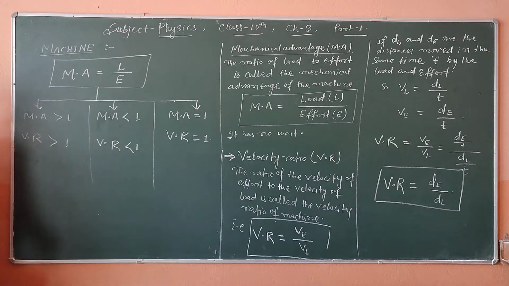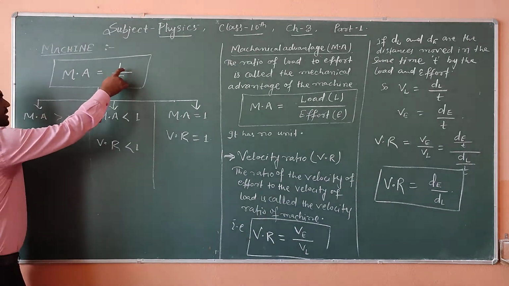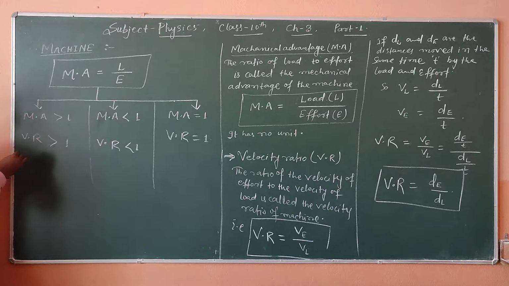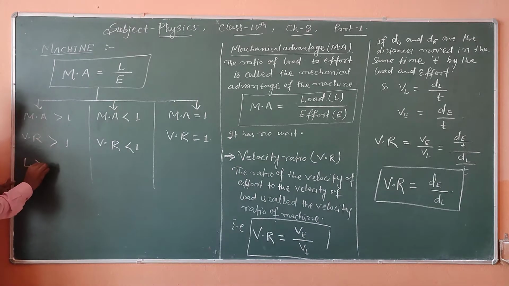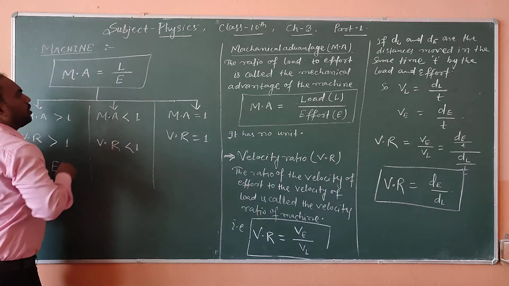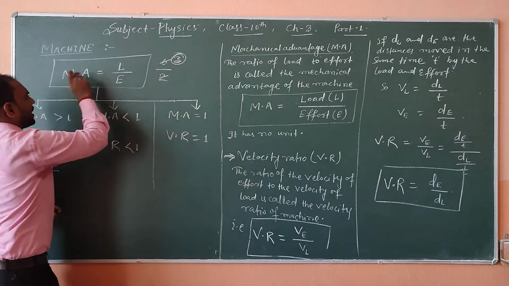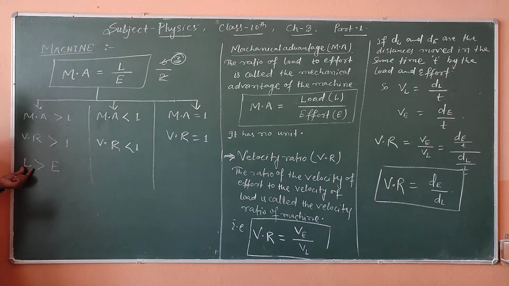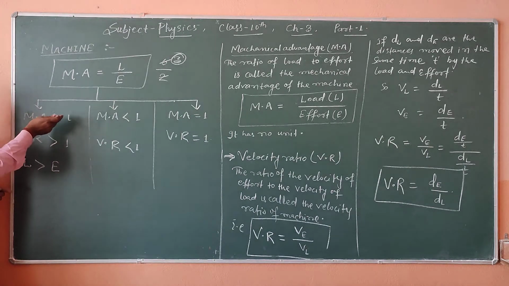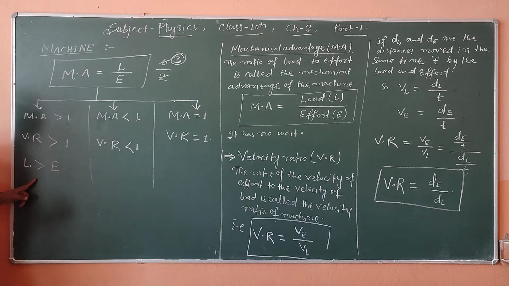First of all, I hope you understand that if mechanical advantage is greater than 1, it means that load is greater than effort. Only then is it possible that the mechanical advantage of a machine is greater than 1. For example, if load is 6 and effort is 2, the mechanical advantage will be 3. For mechanical advantage to be greater than 1, load should always be greater than effort for a particular machine.